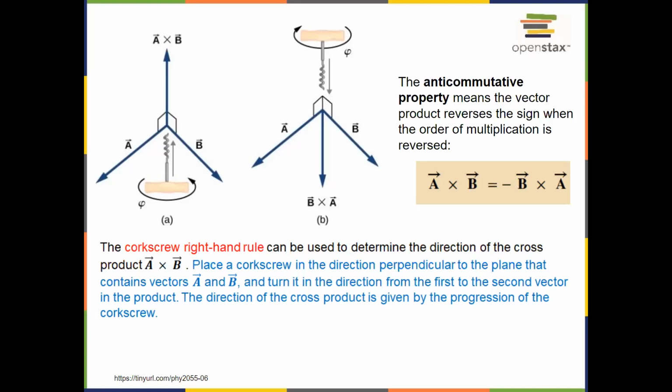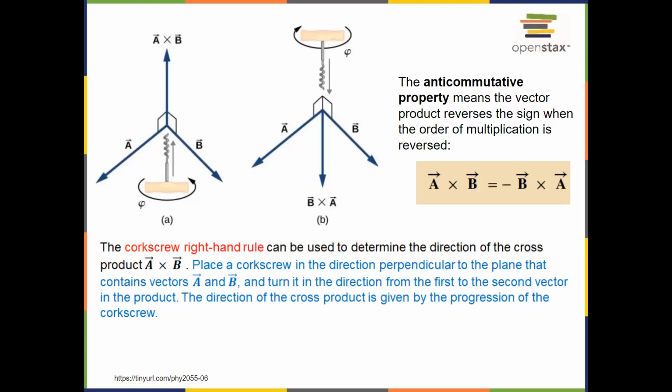On the other hand, if you are doing B cross A, now B is first, so you are turning in the other way around. You can view it from the top here, going from B to A. Then the progression of the corkscrew is in the downward direction. So this is the right-hand rule. Or you can just use the right-hand rule directly.